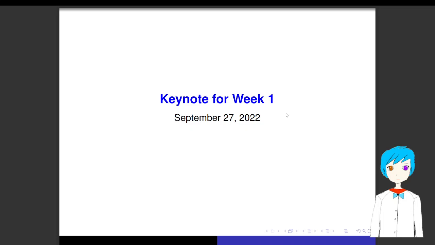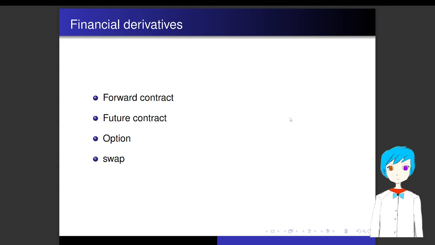Today I would like to present some keynote for week 1's lectures. So the four major types of financial derivatives we are going to discuss throughout this quarter's course are forward contract, future contract, option, and swap. So forward contract is similar to the future contract.